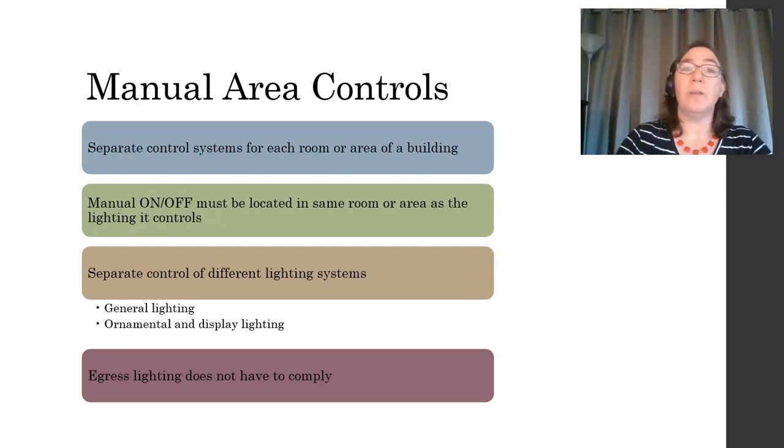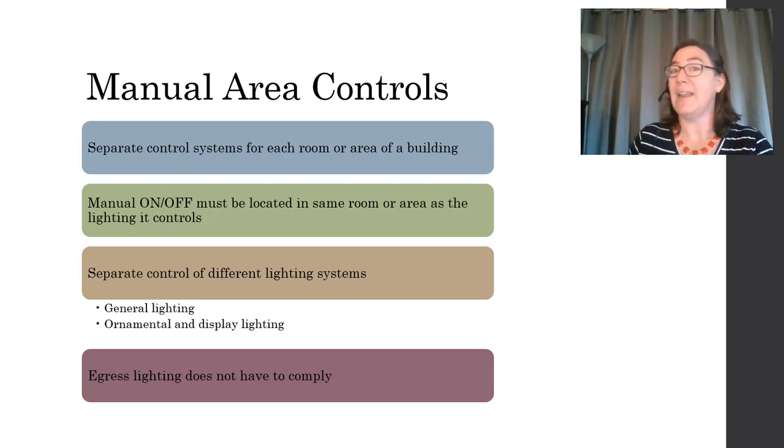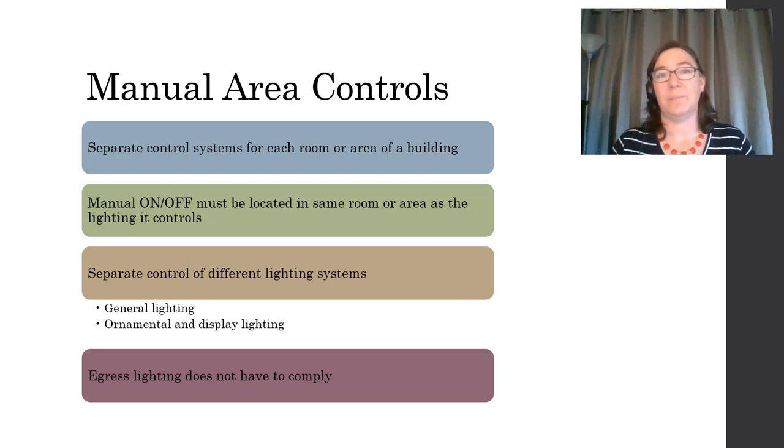Under this category is also separate control of the different lighting systems. All right, and this could be thought of as the layers of light. For example, you want separate controls of your general lighting, that would be your ambient layer, and your display lighting. A last caveat here, your egress lighting, your safety lighting, doesn't have to comply with any of these rules.